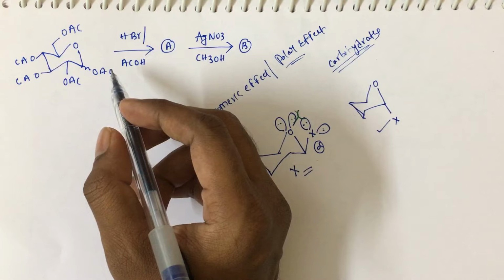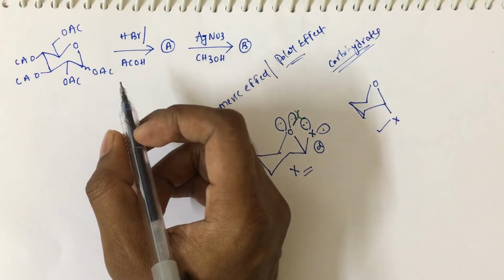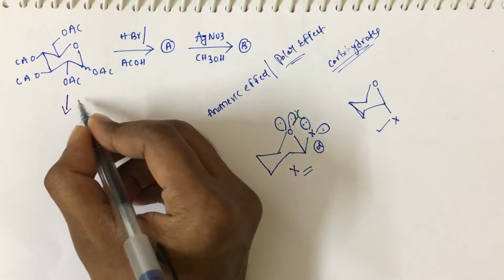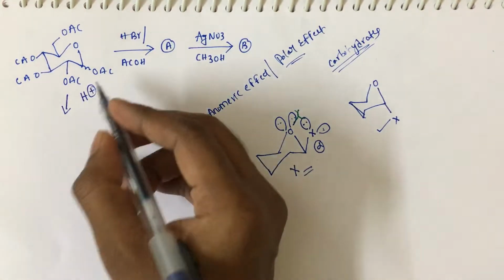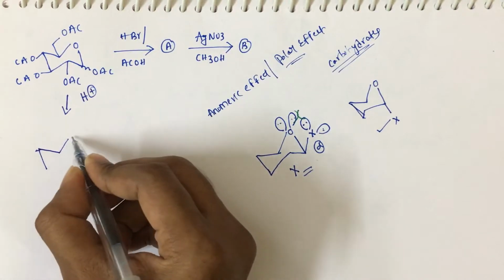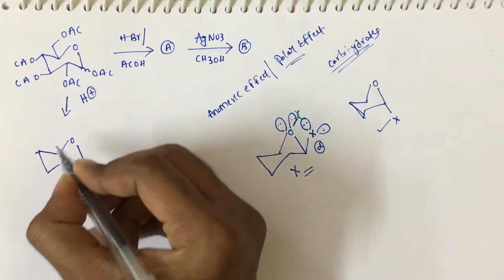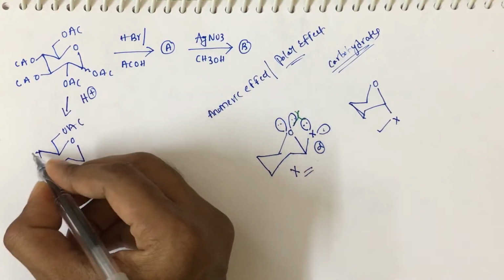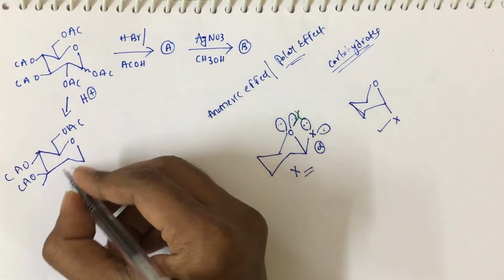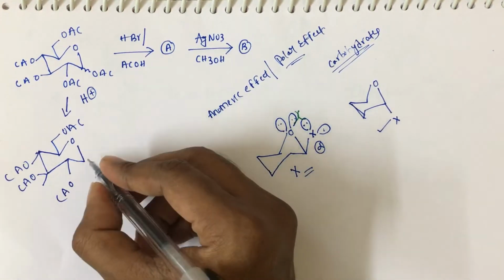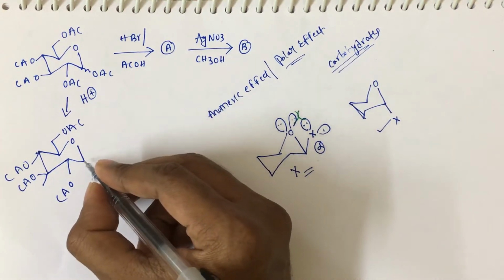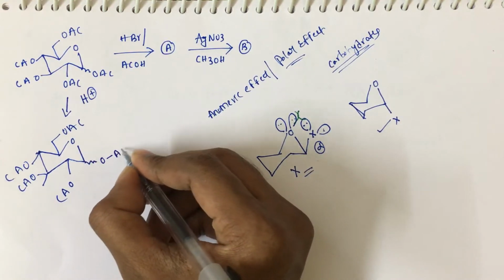So here the mechanism will be like this. In this case, the first step is protonation. The protonation takes place on this oxygen, and now it will become like this. This is OAc, and here we have OAc and OAc, and this is also OAc. The position is not fixed here. It can be like this or it can be downward also. So this is OAcH.